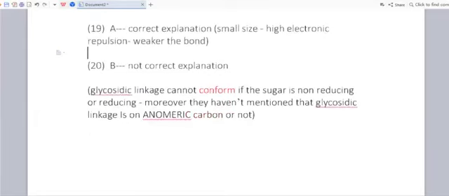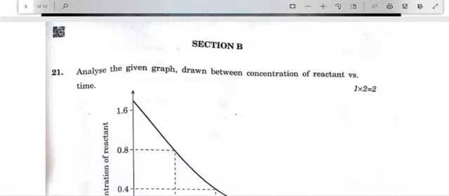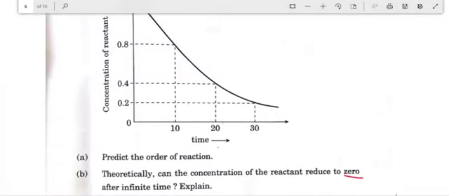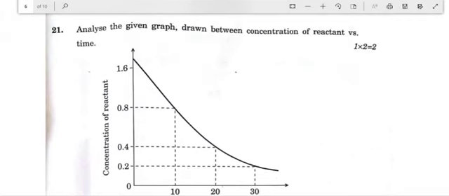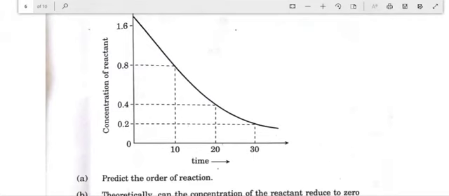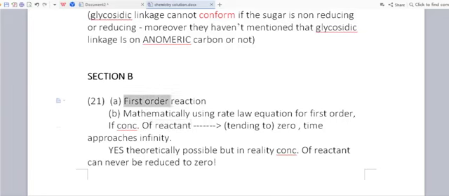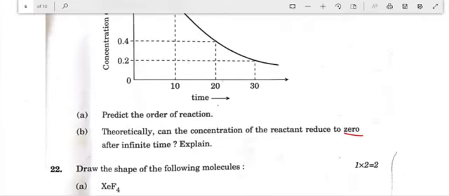Okay, so now let's start section B. Question number 21. We have to predict the order of the reaction with the help of a graph. So it's basically the graph of a first order reaction. And the second question says, theoretically, can the concentration of reactant reduce to 0 after infinite time?